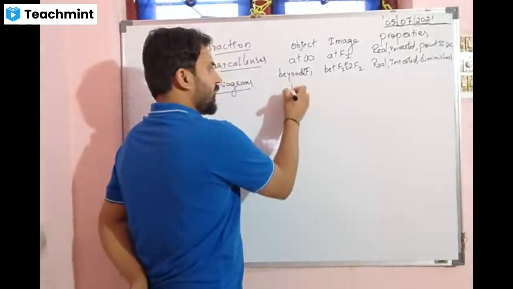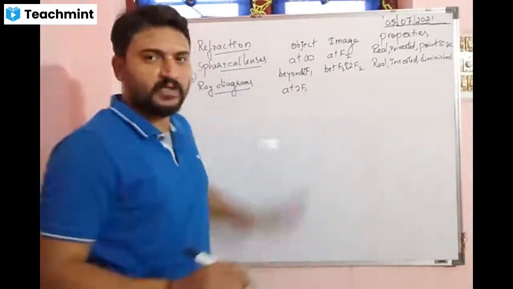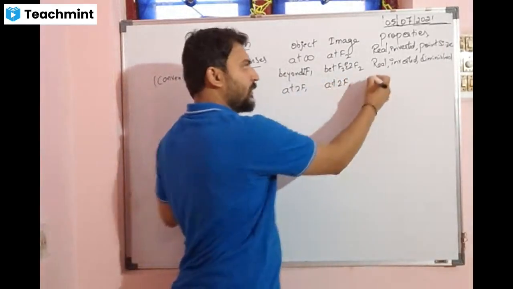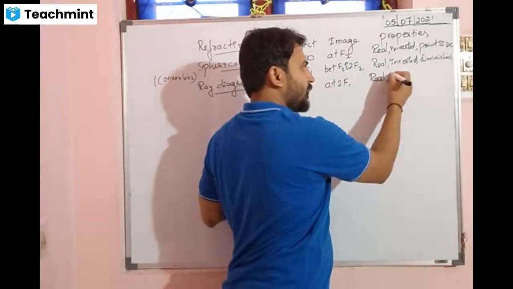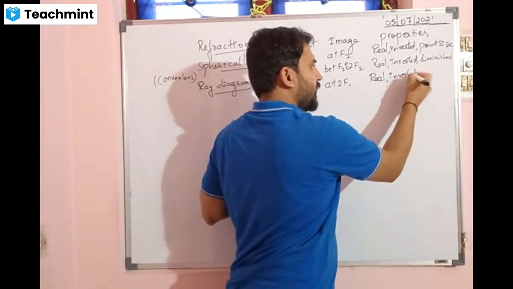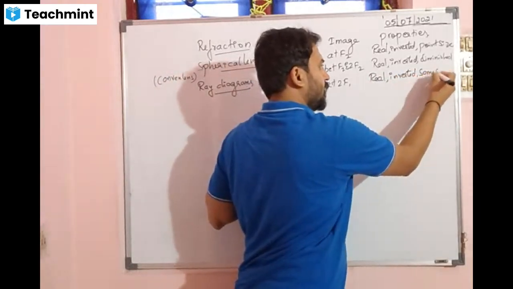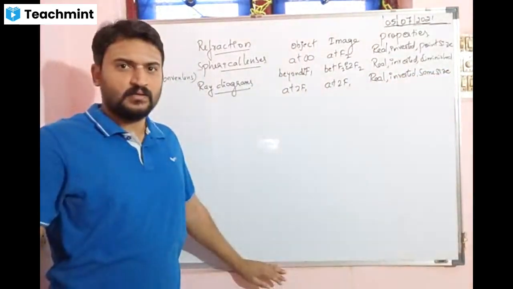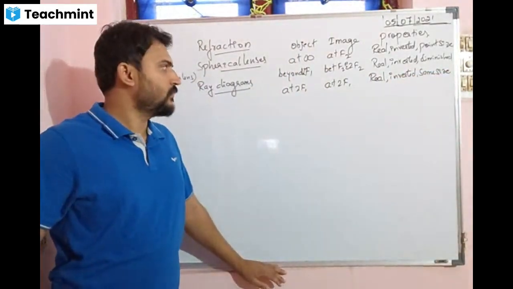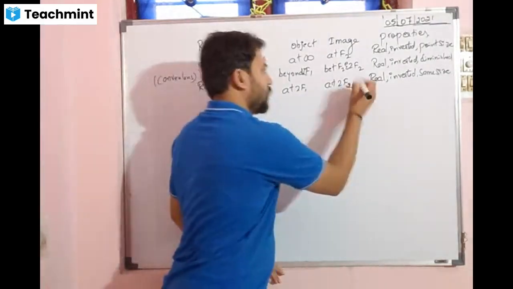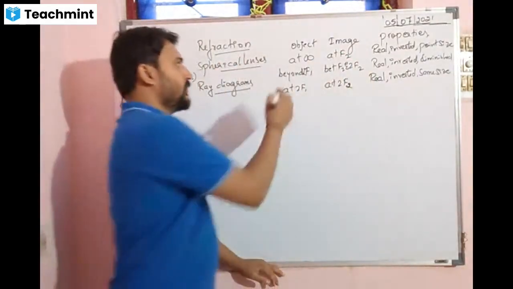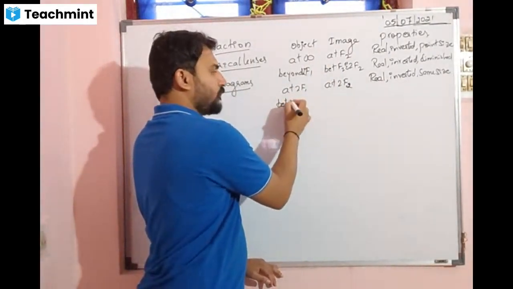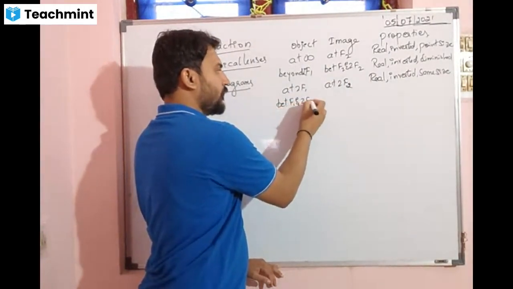So the third one: the object was at 2F1, and the image was also at 2F1. The image was real, at 2F2, inverted, and of the same size. The fourth was between F1 and 2F1.